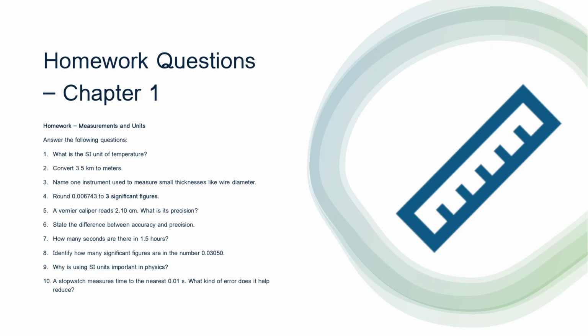To wrap up Chapter 1, I've provided a set of practice questions that mirror what you might see on an IGCSE exam. These cover everything from identifying SI units and performing unit conversions to explaining the difference between accuracy and precision. Pay close attention to the questions on significant figures and instrument precision. For example, if a stopwatch measures to the nearest 0.01 seconds, how does that affect your reporting? Answering these questions thoroughly will not only prepare you for your tests, but also build a solid foundation for the more complex physics topics we will explore in the coming chapters.